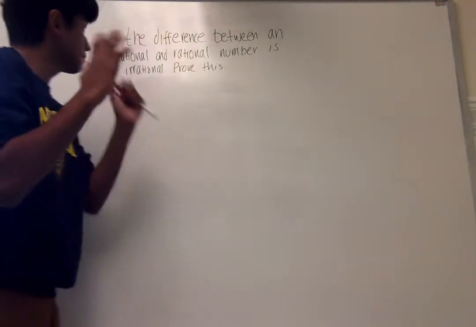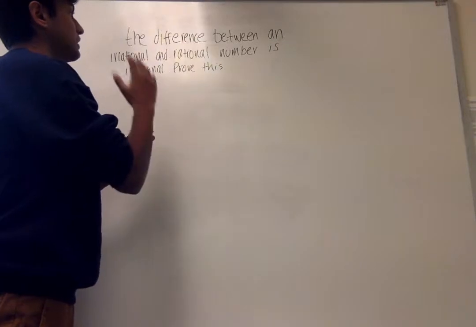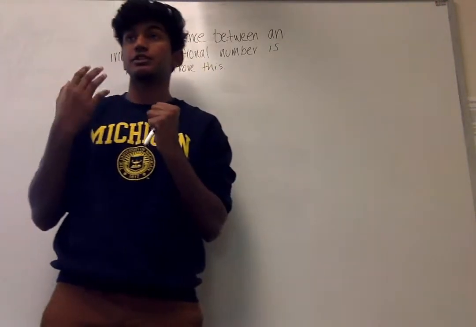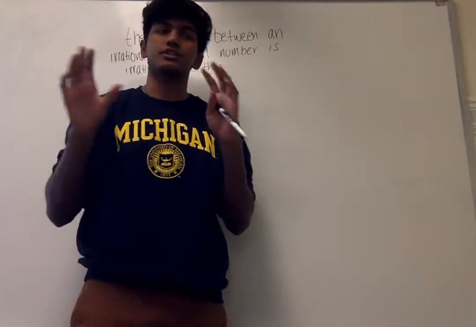Alright, so today we're going to try to prove that the difference between an irrational and rational number is irrational, right? And how we're going to approach this is using a proof by contradiction. So just a quick refresher on what exactly a proof by contradiction is.